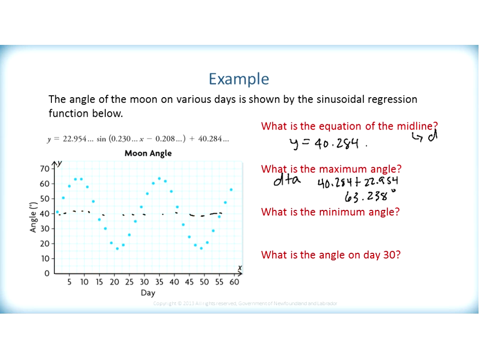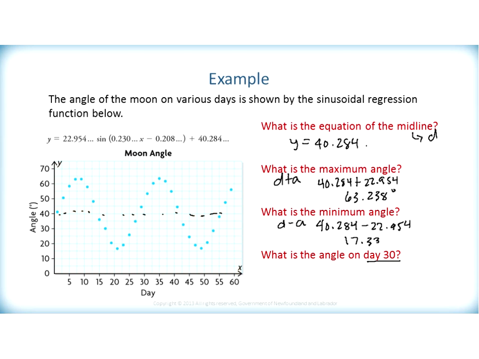The minimum angle will be D subtract A. We have 40.284 subtract 22.954, and this would give us 17.33. Now, what is the angle on day 30? If we just check the graph, we could see on day 30 we're somewhere possibly just over 40, 45 or so.